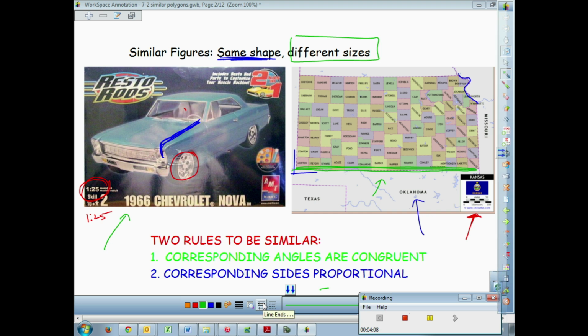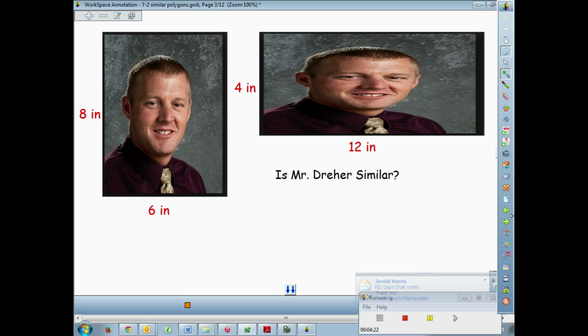Now, I've got to warn you, if you've got a weak stomach, the next slide is probably not for you. There's some very ugly things on the next page. So just be careful, but watch out. That's scary, right? They want to know if Mr. Dreyer's picture from the left to the right is similar to each other.